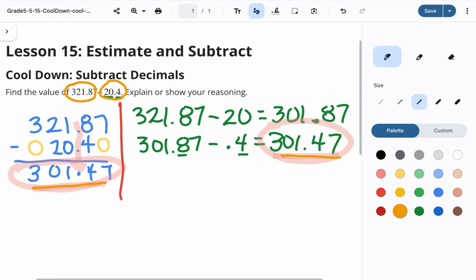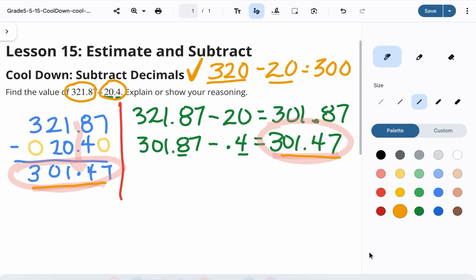Well, if I have 321, that's close to 320, isn't it? And I was subtracting just a little bit more than 20 here. So again, I knew that my answer should be a little bit more than 300 because I really had a little bit more than 320 and I was subtracting a little bit more than 20. So once again, boys and girls, even using this strategy of estimating, we can just ask ourselves if our answers are reasonable. And sure enough, in this one, it all checks out. That completes our lesson 15 cool down.